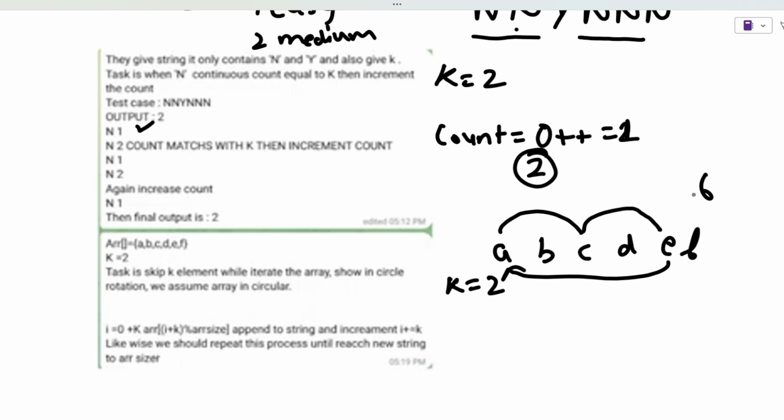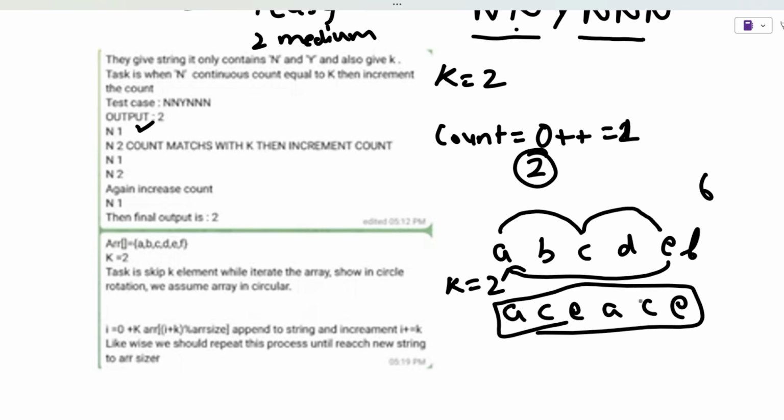So the input length is 6. First a will come, then c, then e, then again a, then again c, then again e. So this is the output string that will be given to you, because the output string length and input length are the same. So these are the two coding questions which were asked in this particular exam. I hope it's clear to you.